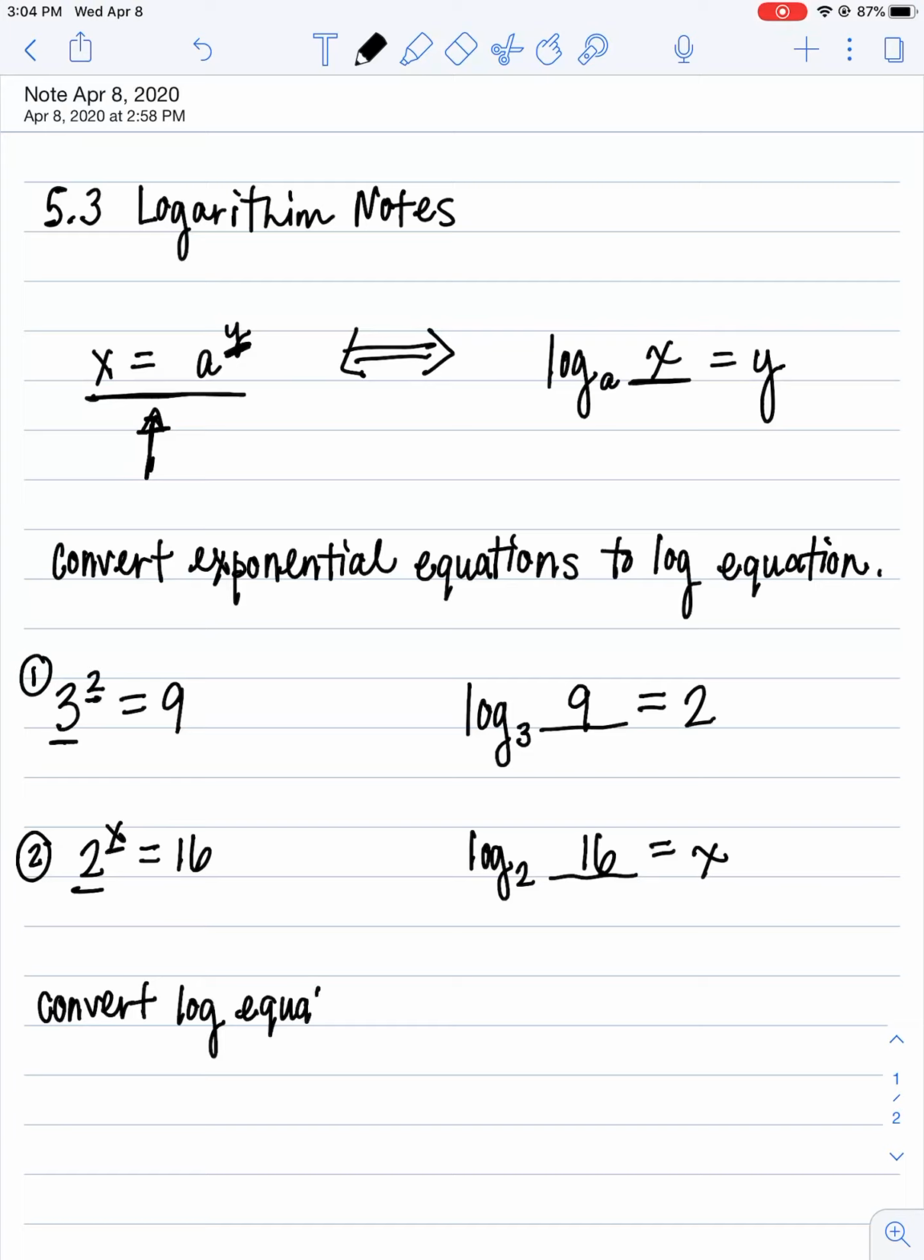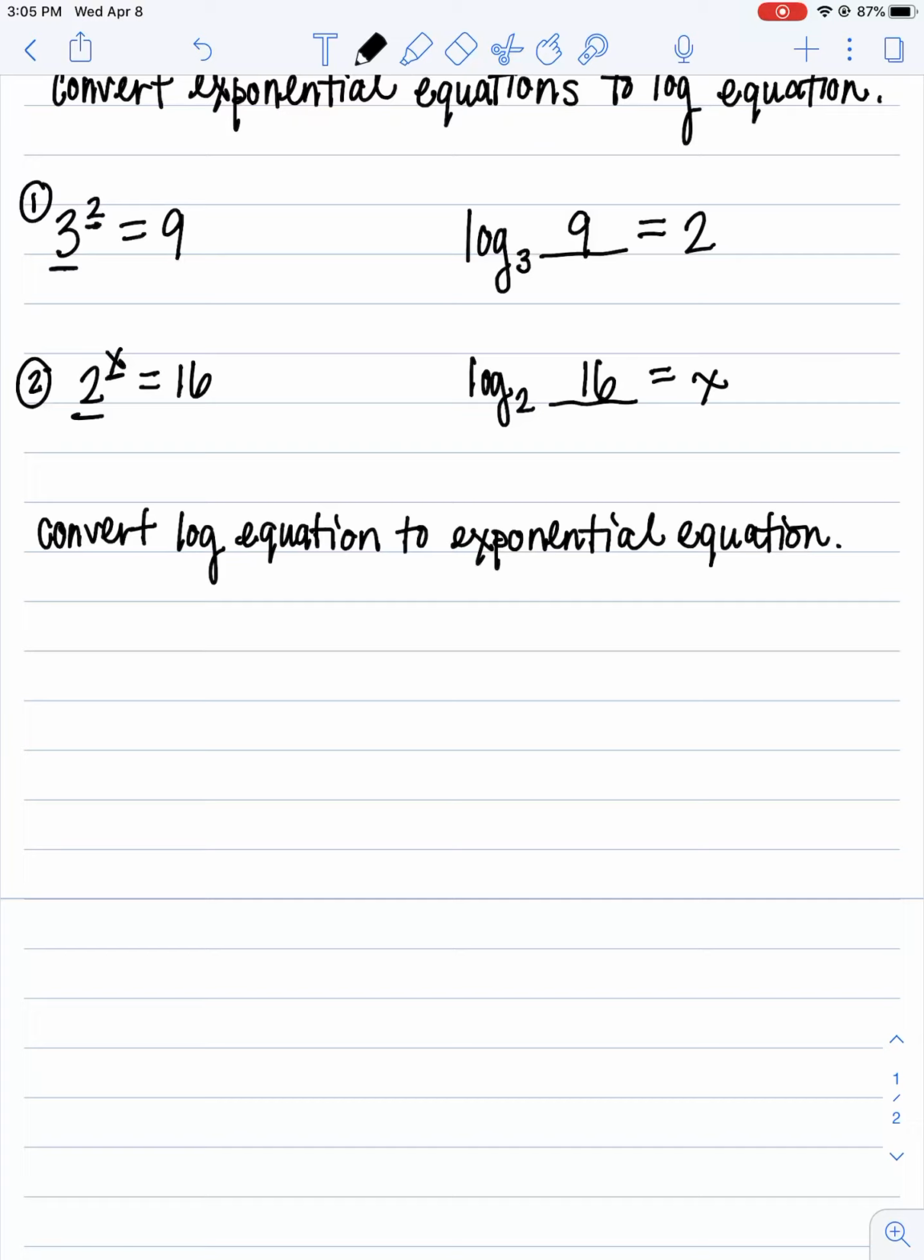So you guessed it, the next thing I'm going to do is convert a log equation to an exponential equation. So let's get started. Here's a log equation. Number 1. What about log base 2 of 32 equals 5. Okay? And this is a true equation.